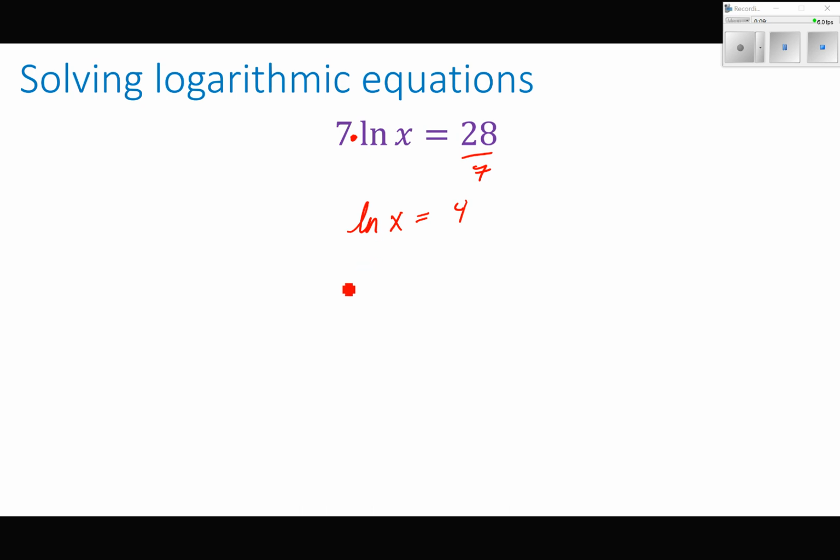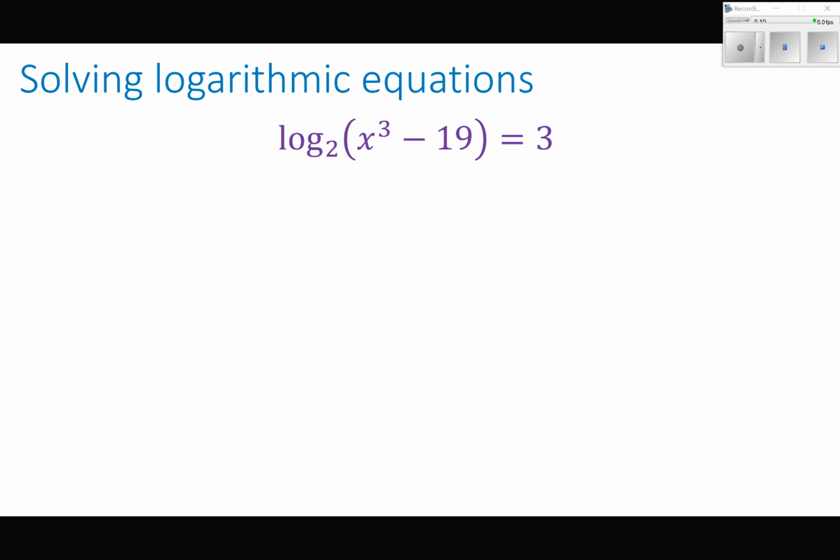Natural log of x, really this is log base e of x equaling 4. Rewriting in exponential form, this says e to the 4th equals x. And that is exact. Let's just leave it as e to the 4th. Don't need to work that one out to a decimal. Remember, e is that constant 2.71, but we don't want a big long decimal. That is exact.